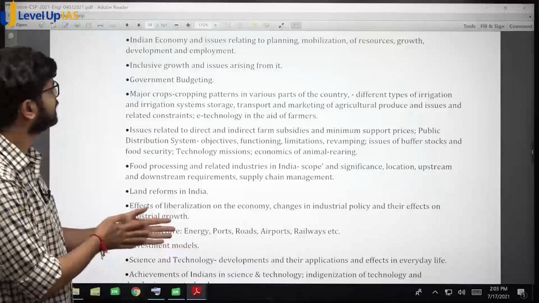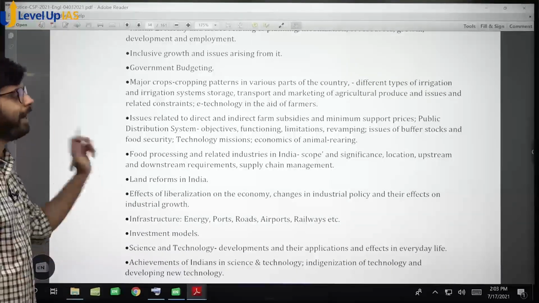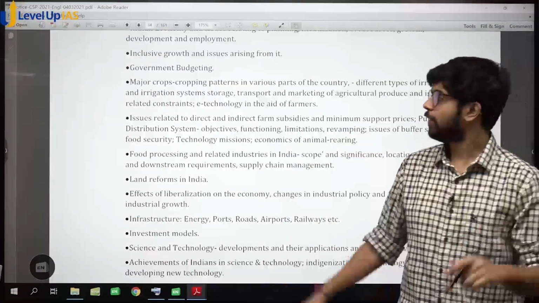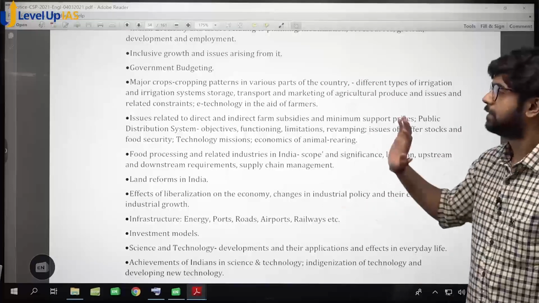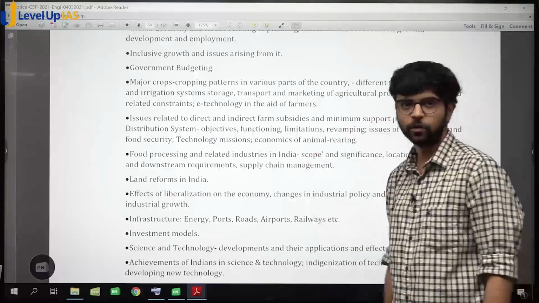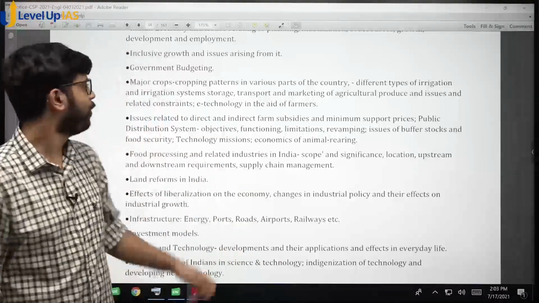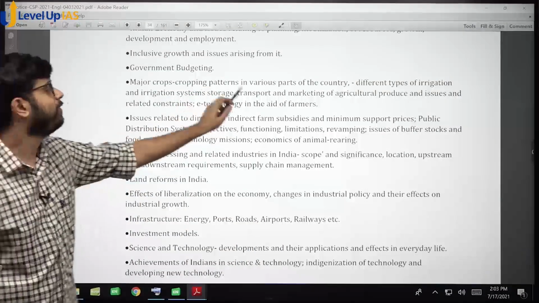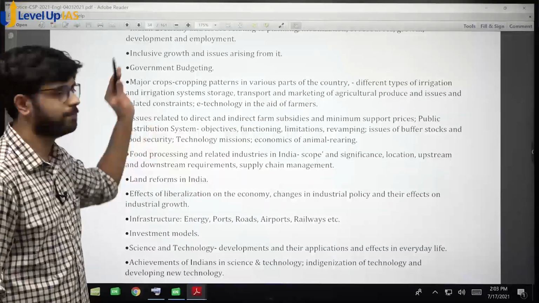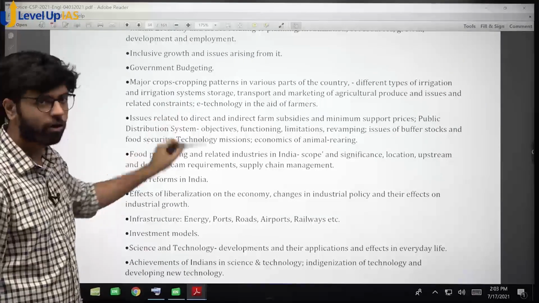Chalo, 4th point, it's a big point. I want everyone to pay attention. I want everyone to learn this by heart here only. After the lecture, I will not do it leisurely. Here only you have to learn this by heart. Major crops, cropping patterns in various parts of the country first. The 4th point has sub-points. First sub-point is major crops and cropping patterns in various parts of the country. Second, different types of irrigation and irrigation systems. Ideally, there should be a comma here.